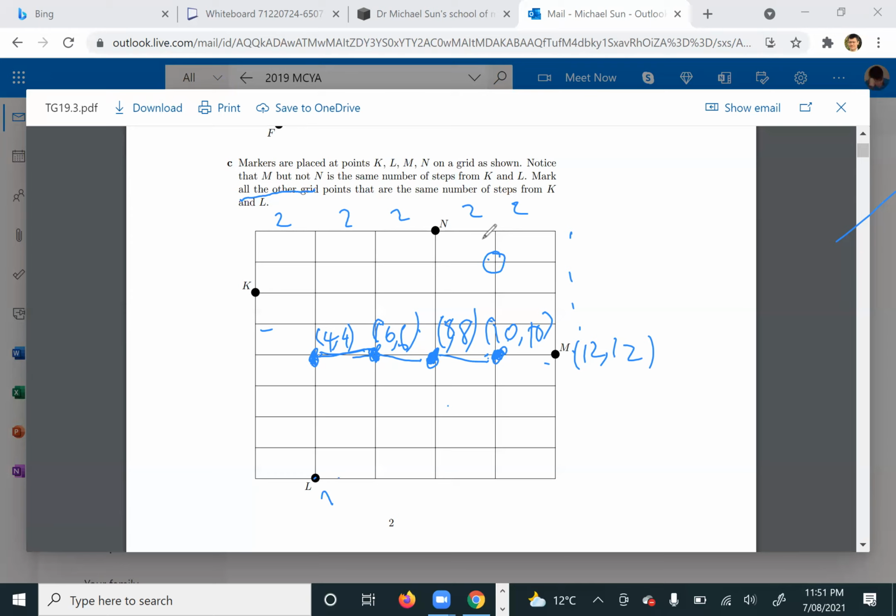So, you have a good idea here. You're saying L is further, but this is vertical, so they're ones, right? And here horizontal is twos, yeah? But you're sort of saying that anything over here is closer to K than it is to L. And anything in here is farther than K and closer to L.